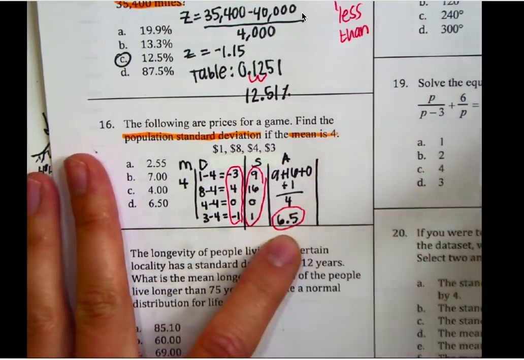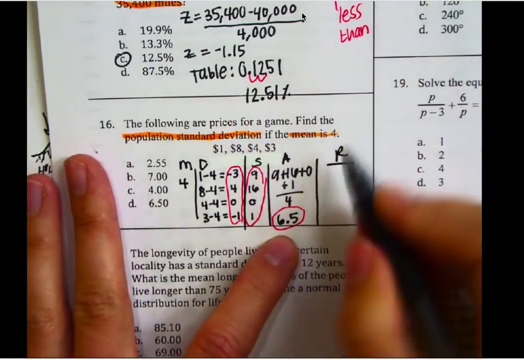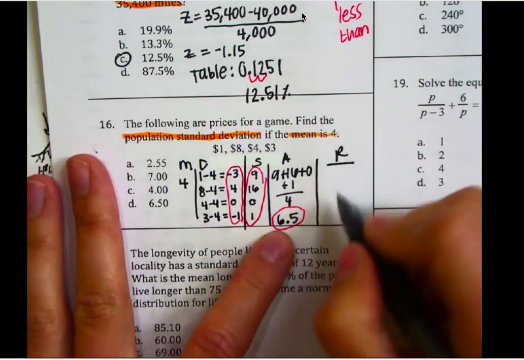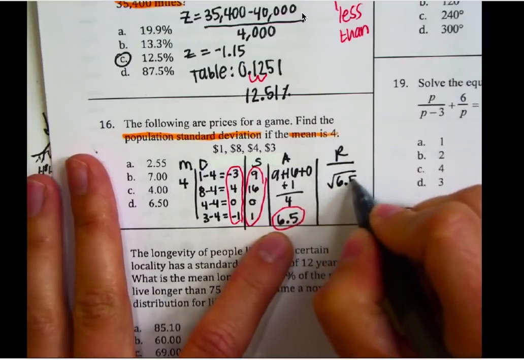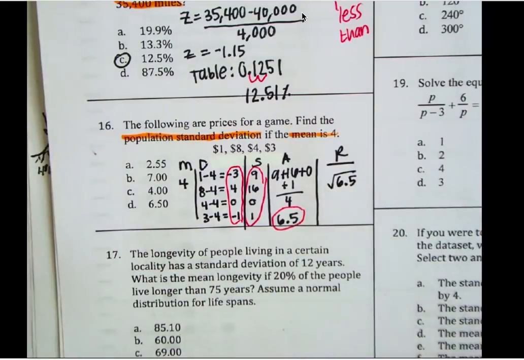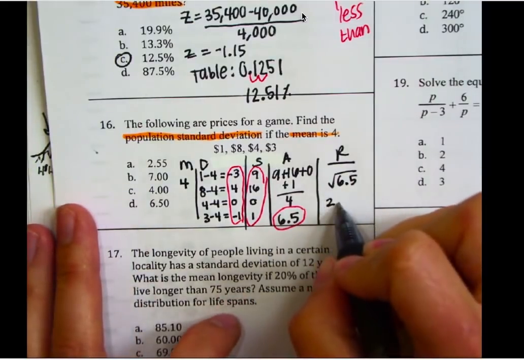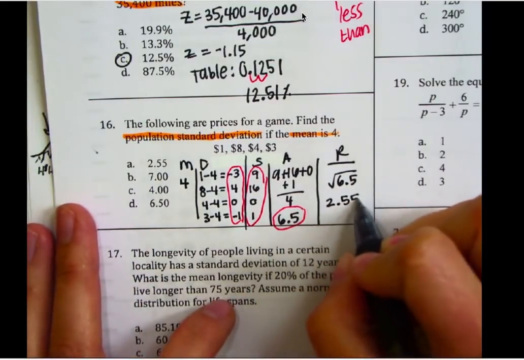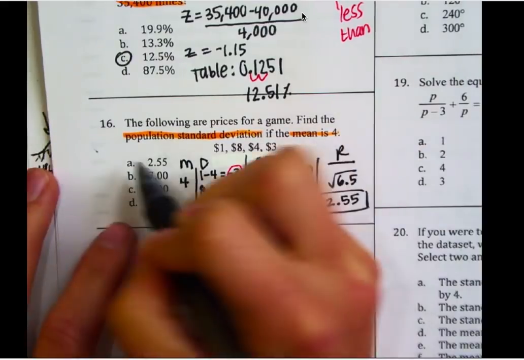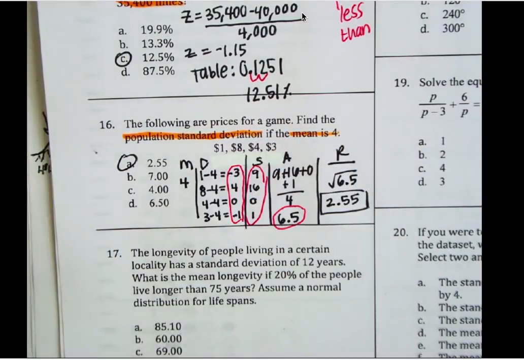I'm going to go ahead and take that to step R. R stands for root, square root. So we take our answer from step 4 and do the square root in our calculators, and we get an answer of 2.55 when we round. So that is our answer for number 16.